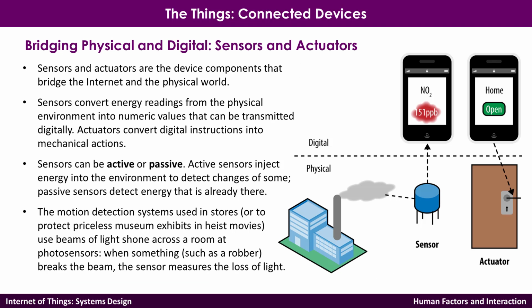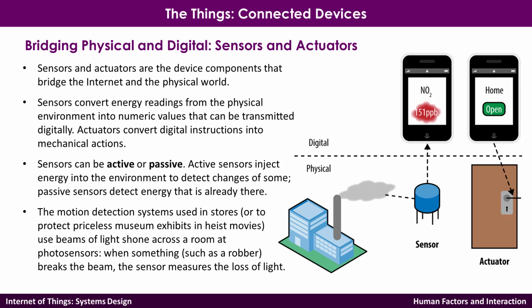As we discussed in previous lessons, sensors and actuators are the device components that bridge the cyber world, or the internet world, and the physical world. Sensors convert energy readings from the physical environment to numerical values that can be transmitted digitally. In contrast, actuators convert digital instructions to mechanical actions.